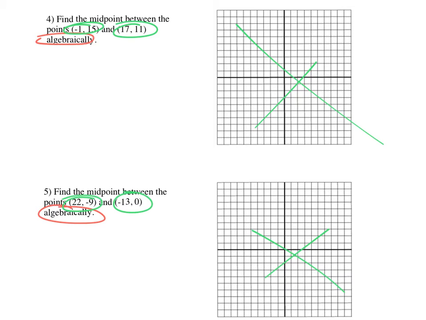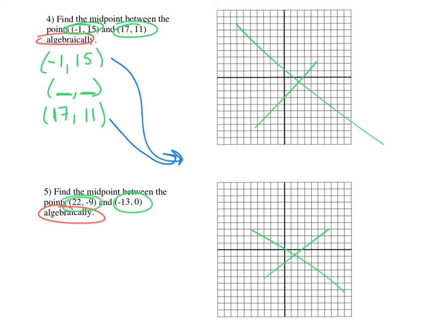So let's start with the number line. We have negative 11, 5, and I have 17, 11, and we're trying to figure out the point that's in between. So if I make a number line using these points, I'm going to focus on the x values first.